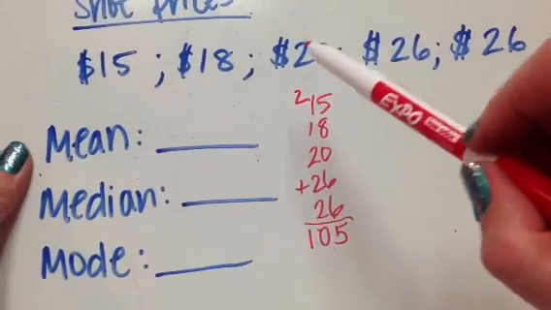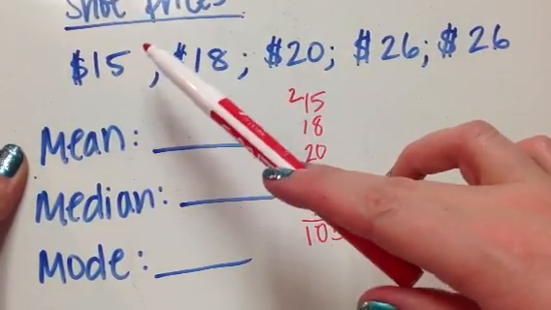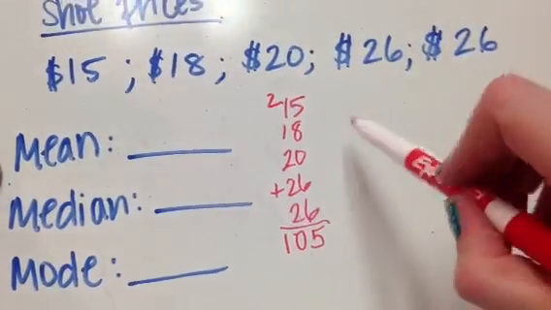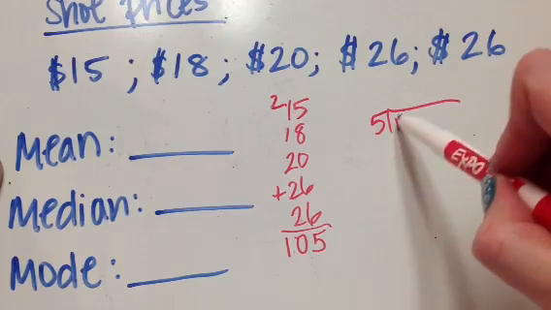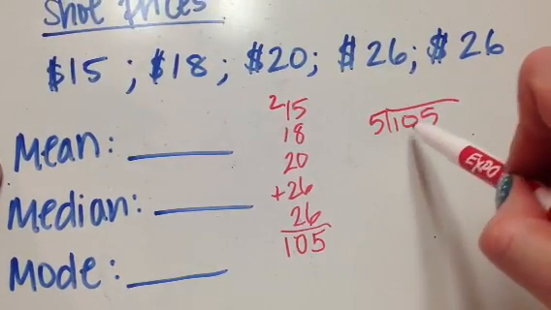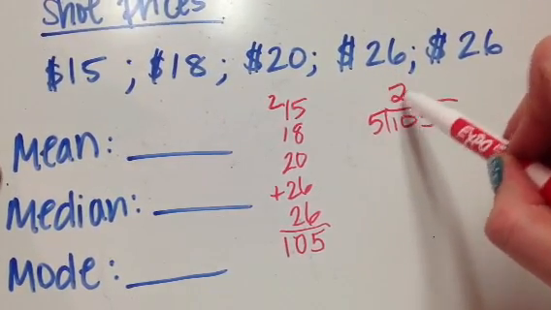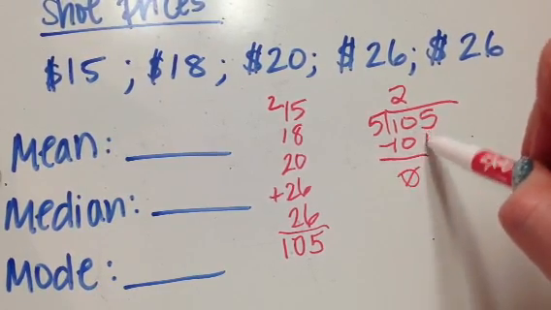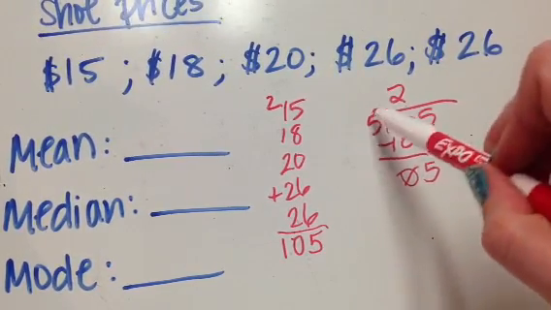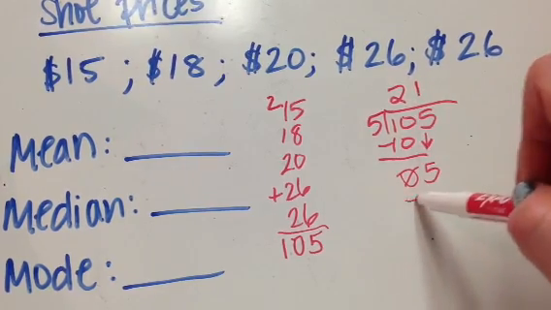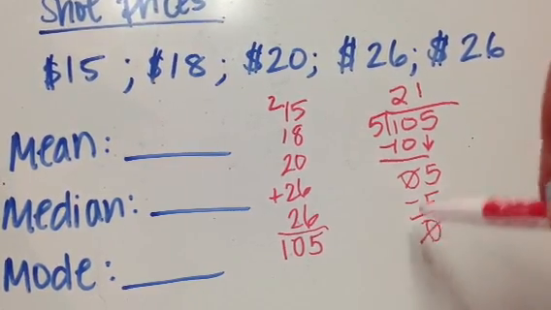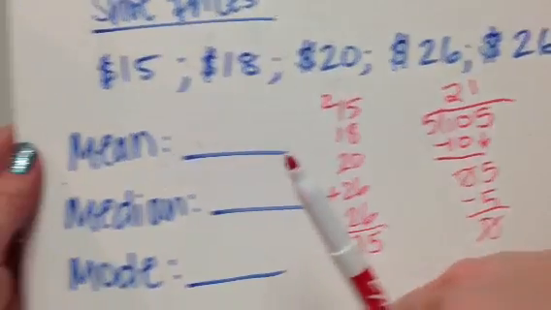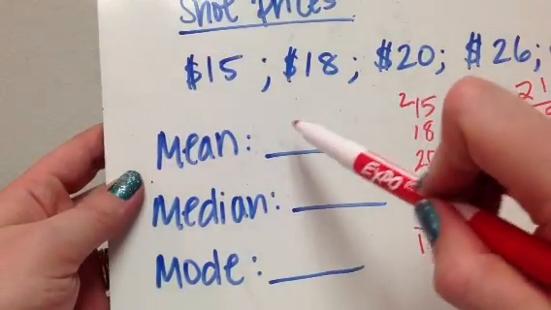And then how many did I say I was going to divide it by? By my number of items, 1, 2, 3, 4, and 5. So 5 into 105. 5 goes into 10 two times, right? Which is 10. I have 0 left. Drop the 5 down. 5 into 5 goes once. So what this means is that my average, or my mean, is $21.